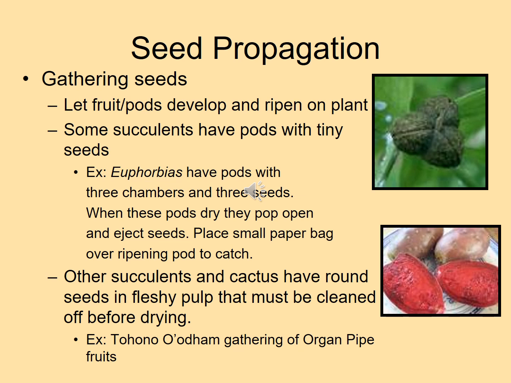Tohono O'odham people of southern, kind of south of Tucson and into northern Mexico, have utilized the organ pipe fruits as a food source for millennia. And one of the ways, at least historically, the seeds were gathered is people would eat the fruits. They would gather the fruits, prepare them, eat them, and then defecate in certain areas. And later, when that had all dried, they could go back and pick the seeds out of it. And those seeds would be ready to germinate pretty readily after that.